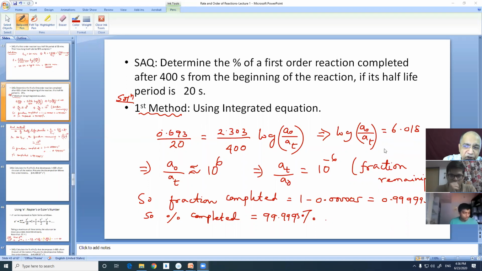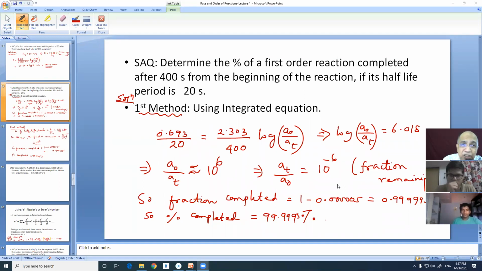In the face of 10 to the power 6, this is very little, right? So if this is 10 to the power 6, I want the opposite: AT by A0 is this much. So the fraction remaining is extremely small. That means almost all the reaction is complete. That's because the fraction left out is so small, 0.00005 zeros 1.